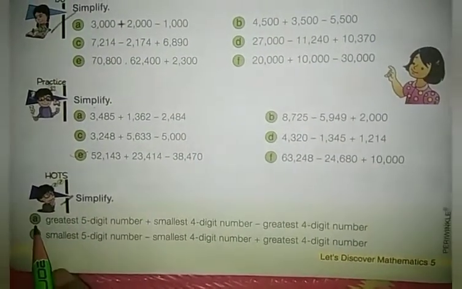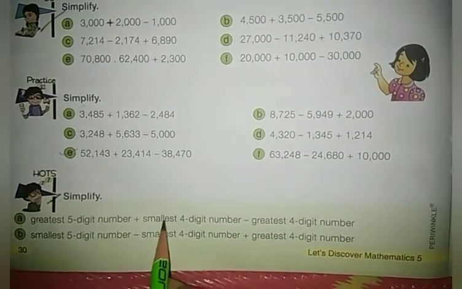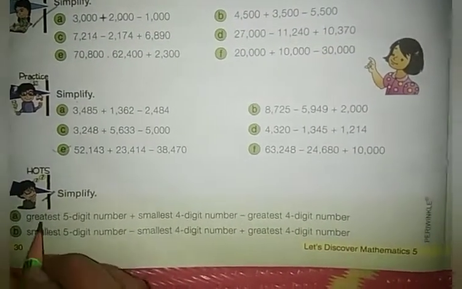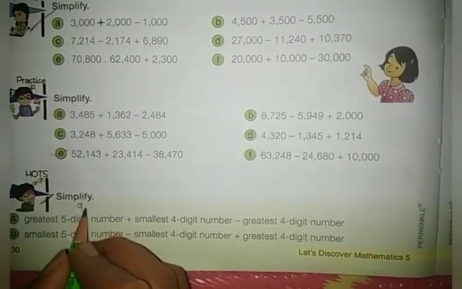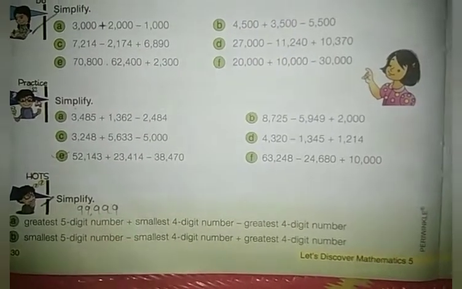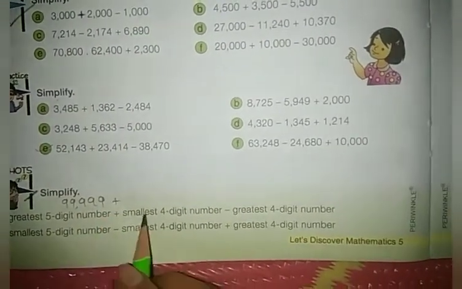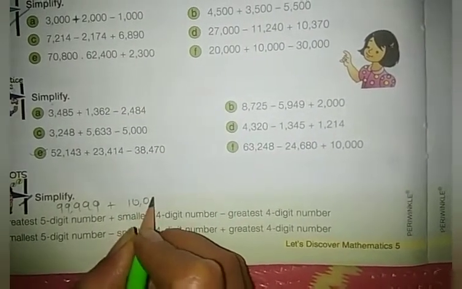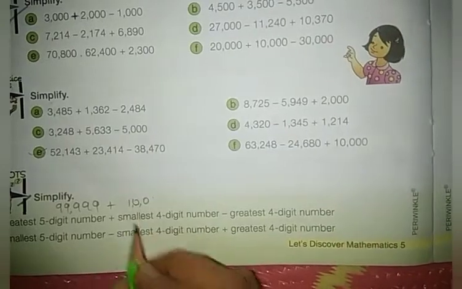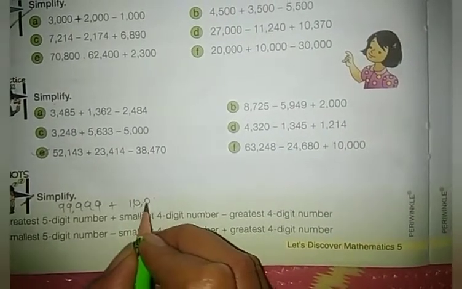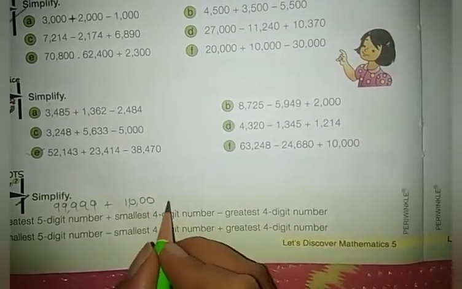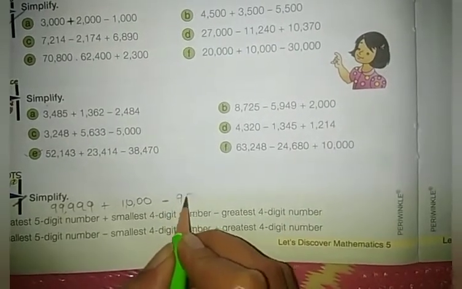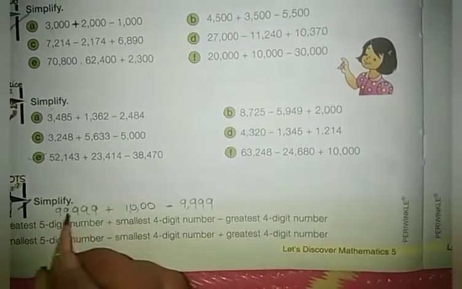Simplify. A1 is greatest 5-digit number plus smallest 4-digit number minus greatest 4-digit number. What is the greatest 5-digit number, children? 99,999. Yes. Plus smallest 4-digit number. Smallest 4-digit number is 10,000. Sorry, 1,000. 4-digit they have asked. Smallest 4-digit number is 1,000. Minus greatest 4-digit number. Which is greatest 4-digit number? 9,999.